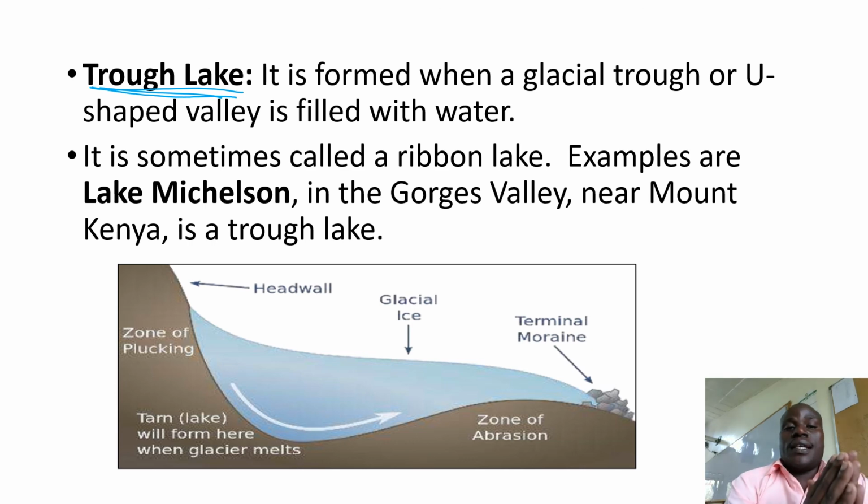When the U-shaped valley is filled with water, it forms a trough lake or a U-shaped valley lake. It is only found in glacial regions. It is sometimes called a ribbon lake. If you check on the diagram, you'll find this is a U-shaped region, and as a glacier filled it with water, it formed a glacial lake called the Trough Lake, not tarn.